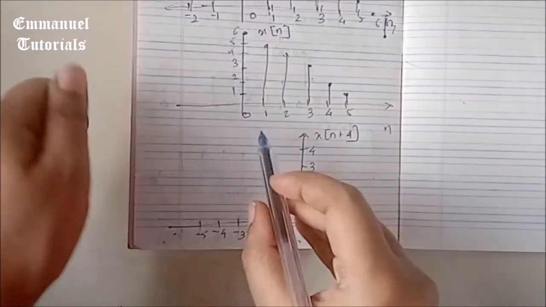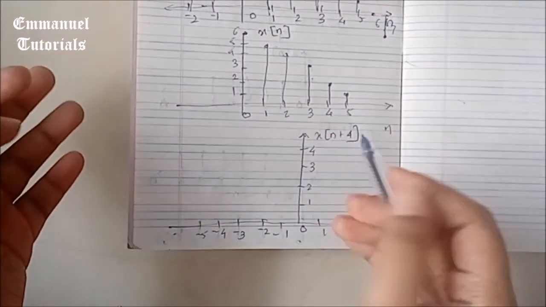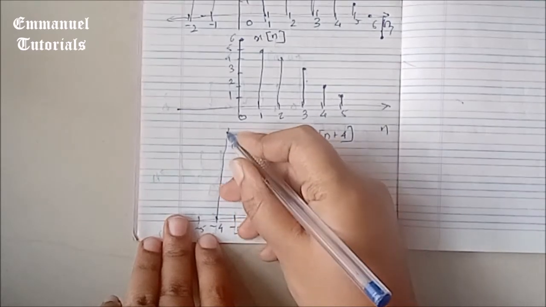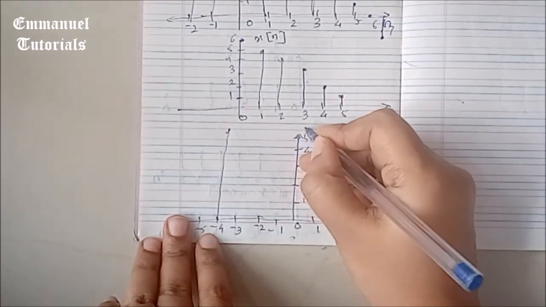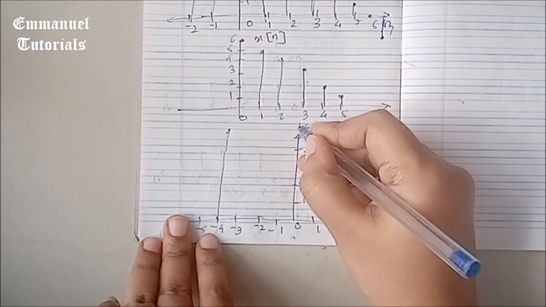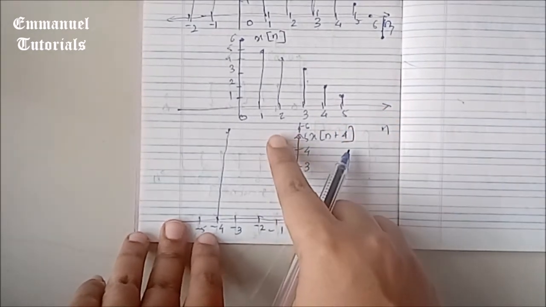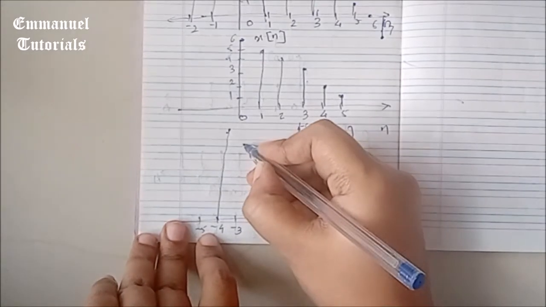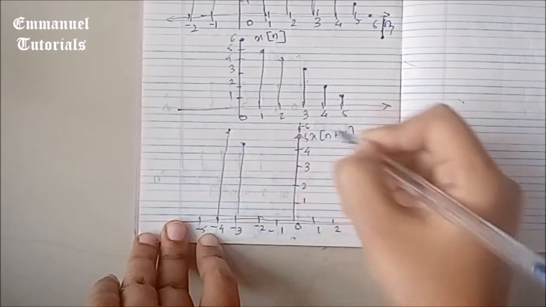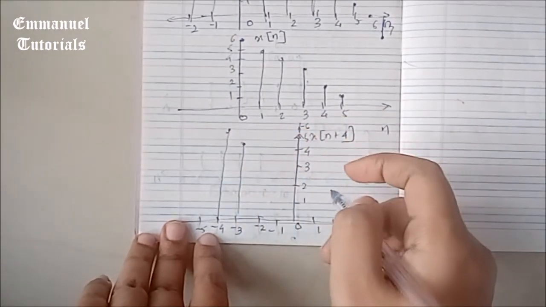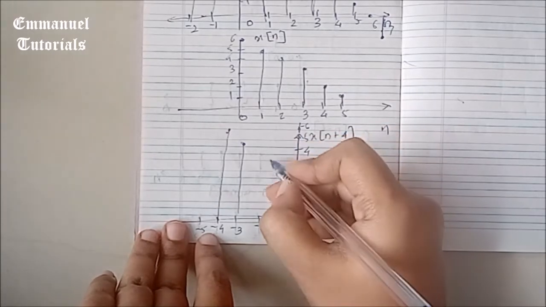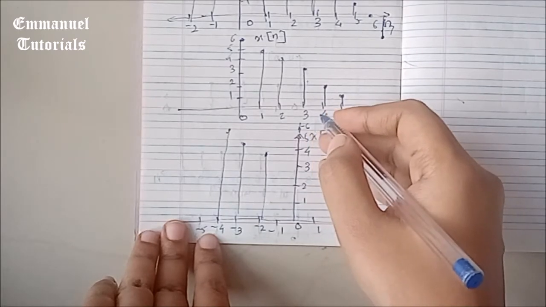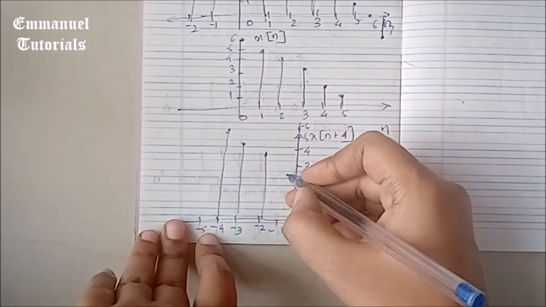So the signal at 0 will appear at 0 minus 4, which is minus 4, and the amplitude is going to be 6. The signal at 1 will appear at 1 minus 4, which is minus 3, with amplitude 5. Signal at 2 will appear at 2 minus 4, which is minus 2, with amplitude 4. Signal at 3 will appear at 3 minus 4, which is minus 1, with amplitude 3.